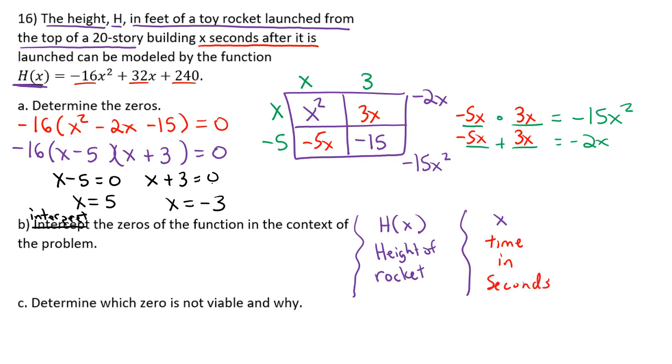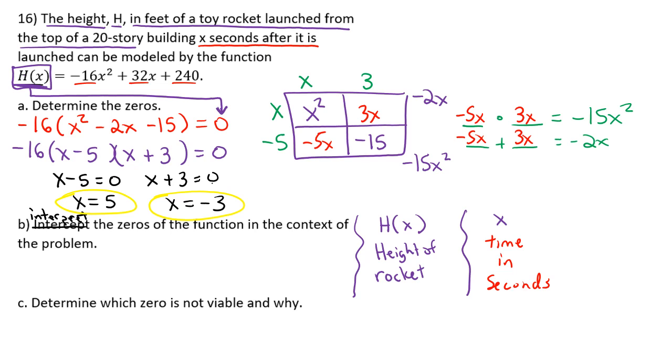So now when it says interpret the zeros of the function in the context of the problem, this is a lot easier. Because once again, this h of x, we turned it into 0 when we solved. Since we turned it into a 0, we're saying the height of the rocket is at 0. And that's going to happen when x is 5 and when x is -3. So at 5 seconds and at -3 seconds.